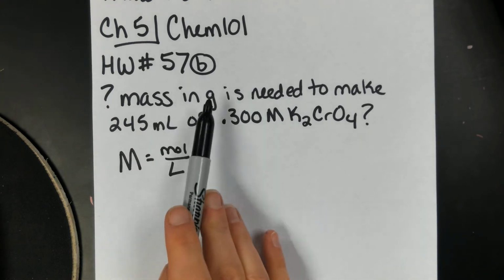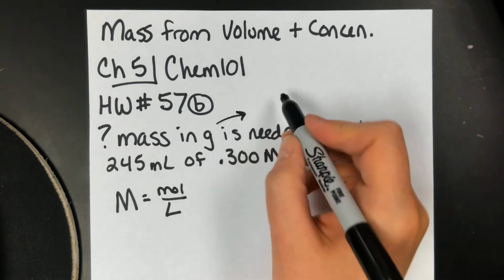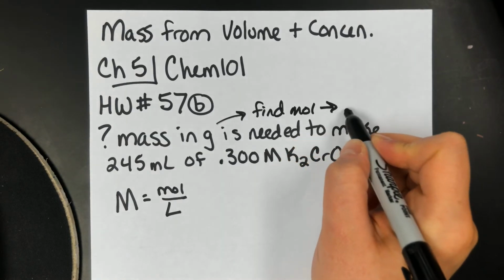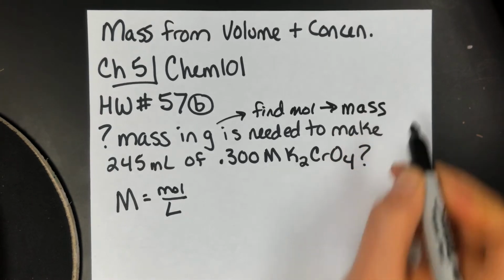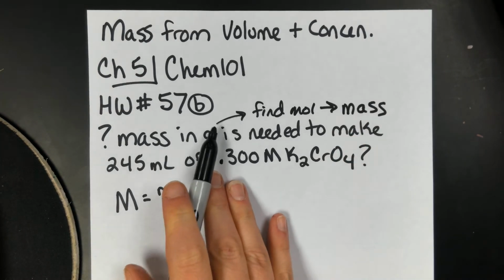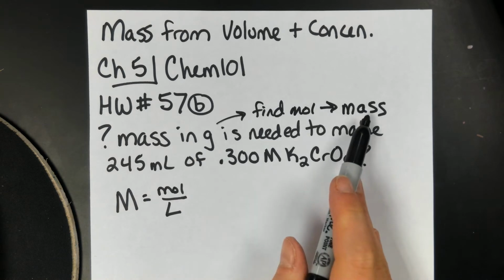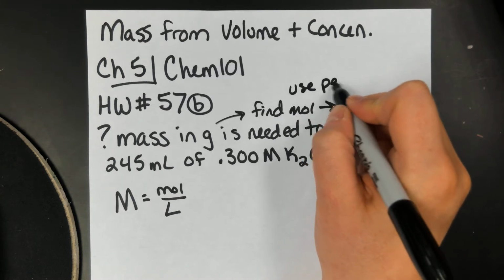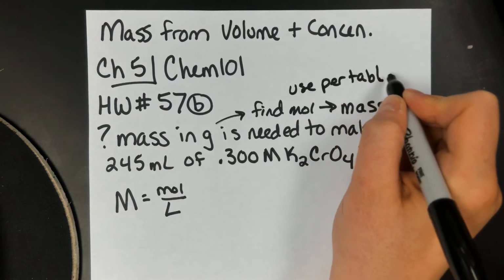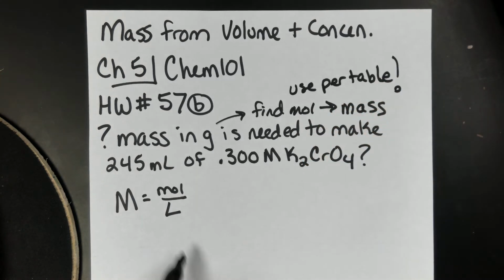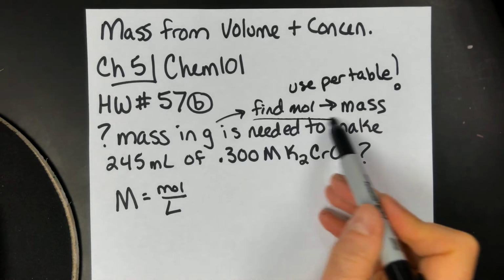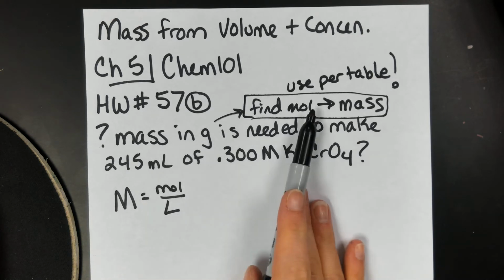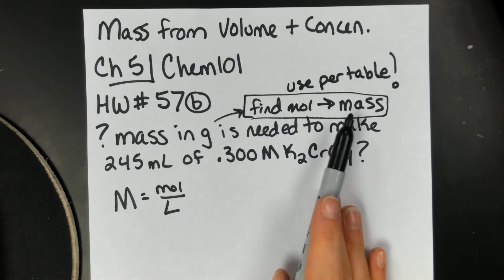If I need mass in grams, what can I actually do? If I find moles, I can turn that into mass, can't I? So this is probably my first goal. If I find moles, I could turn it into mass. How? Using the periodic table. So this is going to be a side quest we're going to have to do. So I'm going to find moles first, then I'm going to find mass.